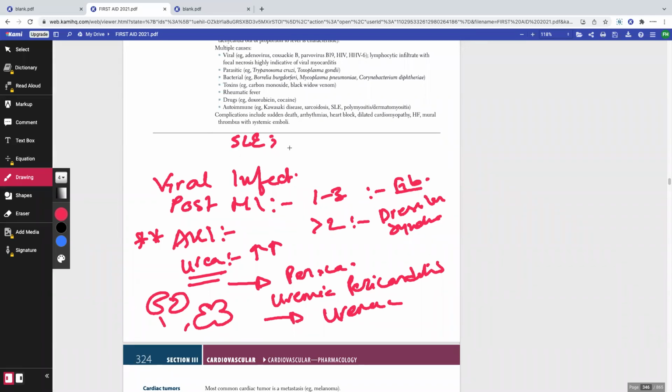SLE is basically a disease where we have formation of antibodies against DNA complexes. So isn't there a possibility that there could be formation of antibodies against every tissue in the body? Yes or no? Yes? Okay. So even against the pericardium, there could be formation of antibodies and patients can get affected. Can we have pericarditis in rheumatoid arthritis? Yes or no? The answer is yes, because rheumatoid arthritis is a chronic inflammatory disease. Yes or no? The answer is yes.